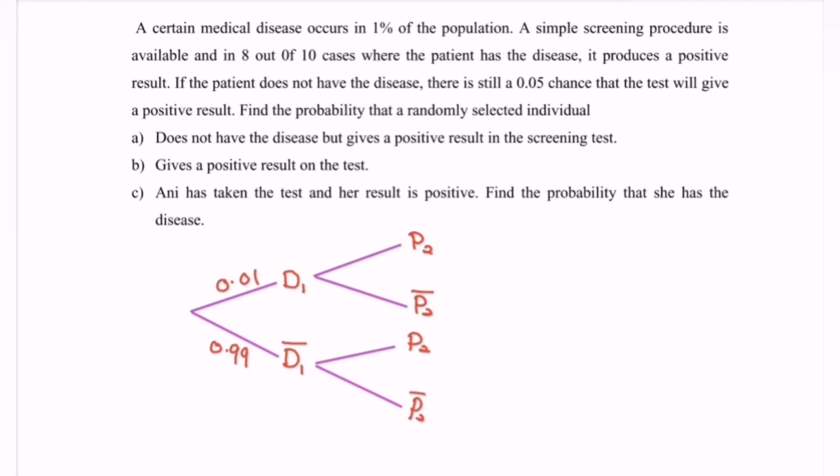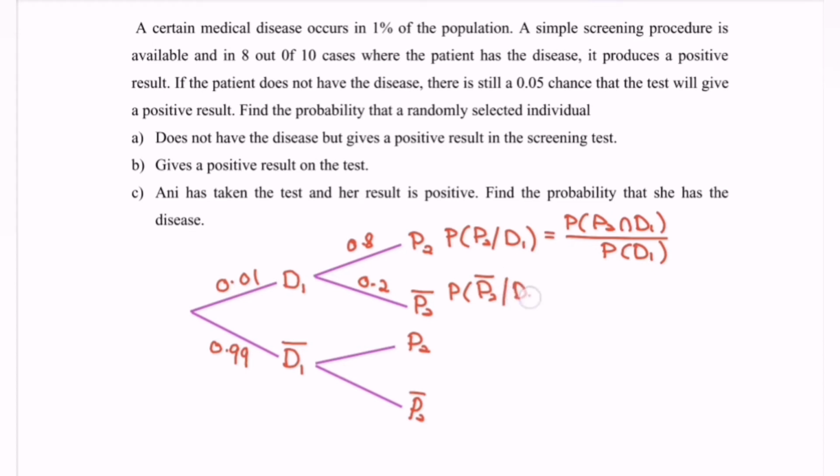So based on the questions, we have 0.8. Meaning that the probability that a patient is positive given that the patient has the disease is 0.8. Or the formula can be expressed as the probability of P2 intersect with D1 over the probability of D1. Next, if here we have 0.8, automatically here we will have 0.2. So meaning the probability of the patient being negative given that the patient has the disease. And the formula will be the probability of the patient negative intersect with disease over the probability of the patient having disease.